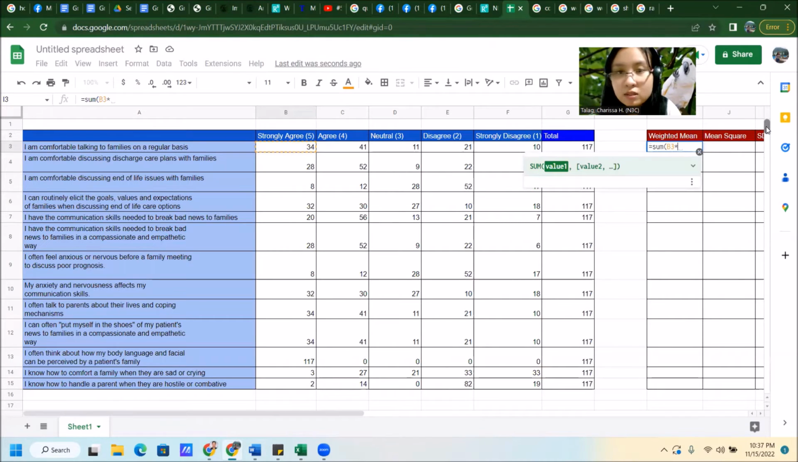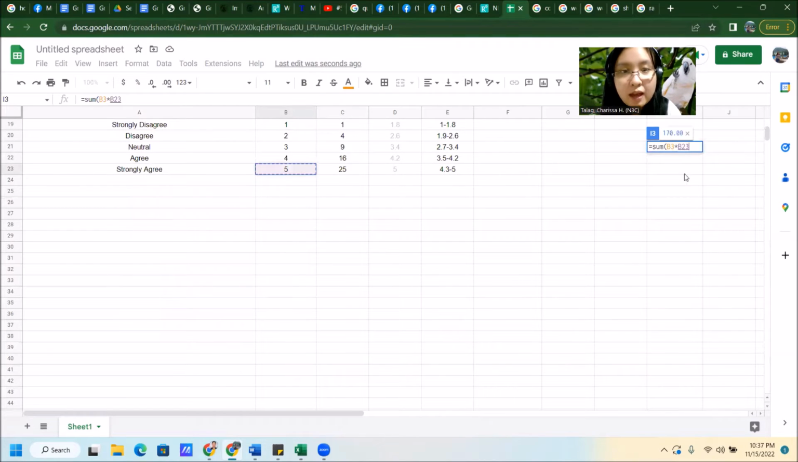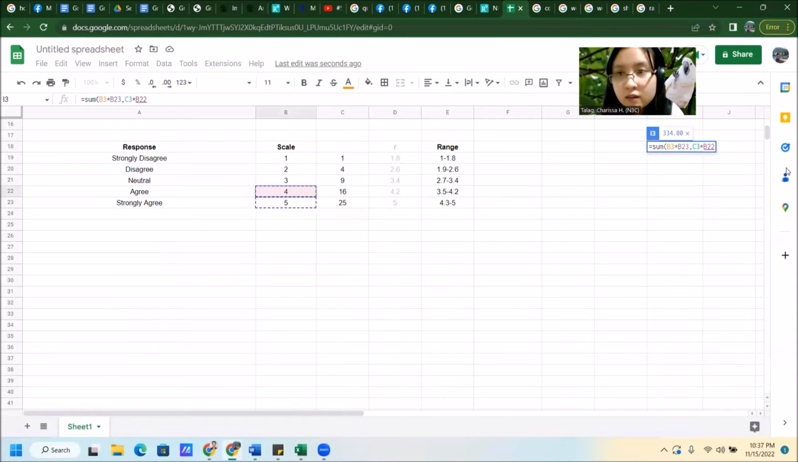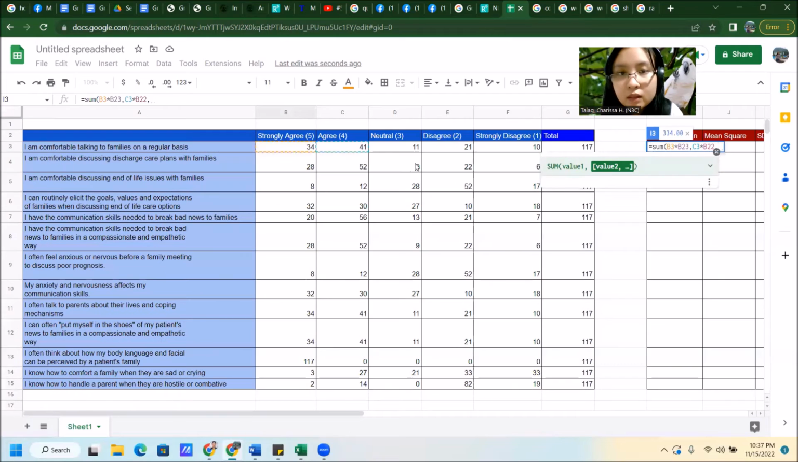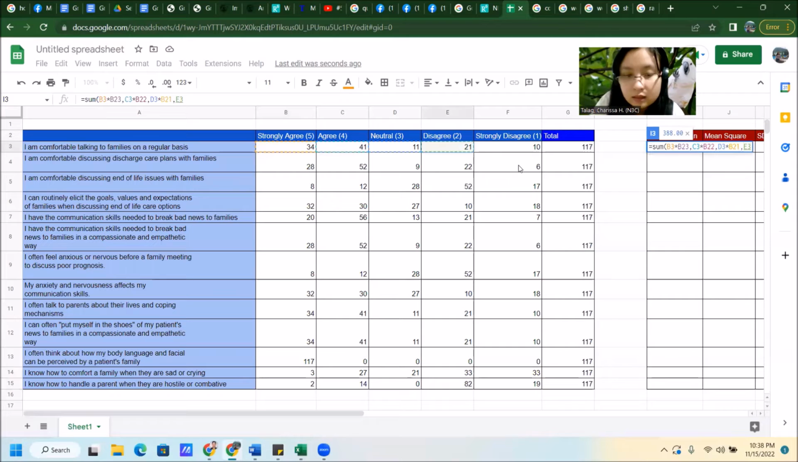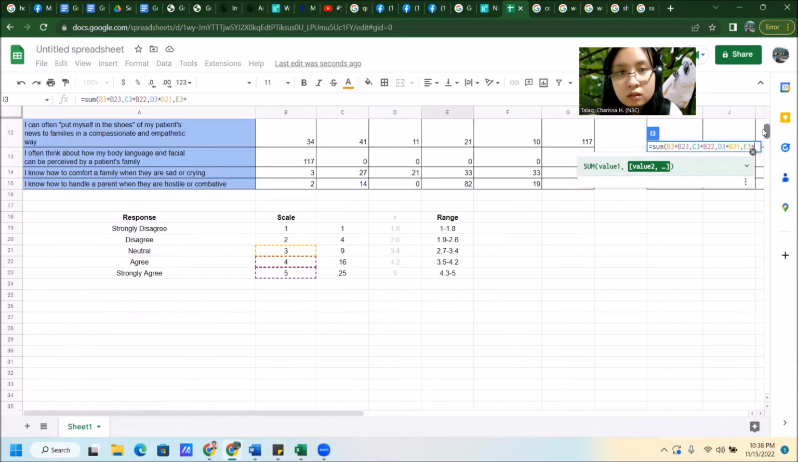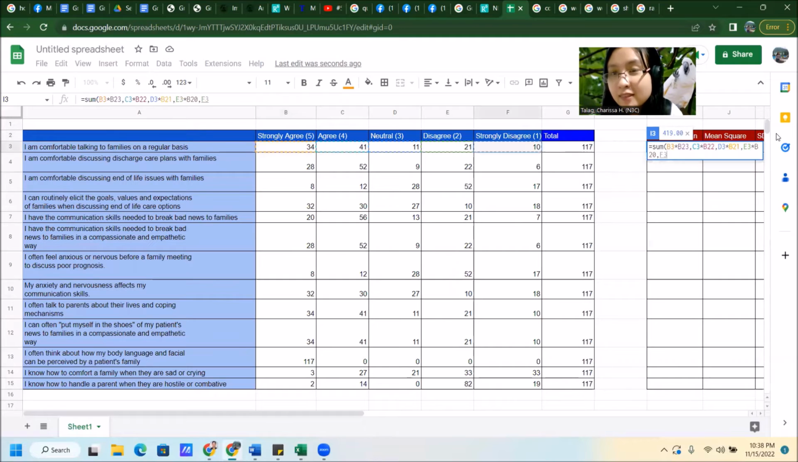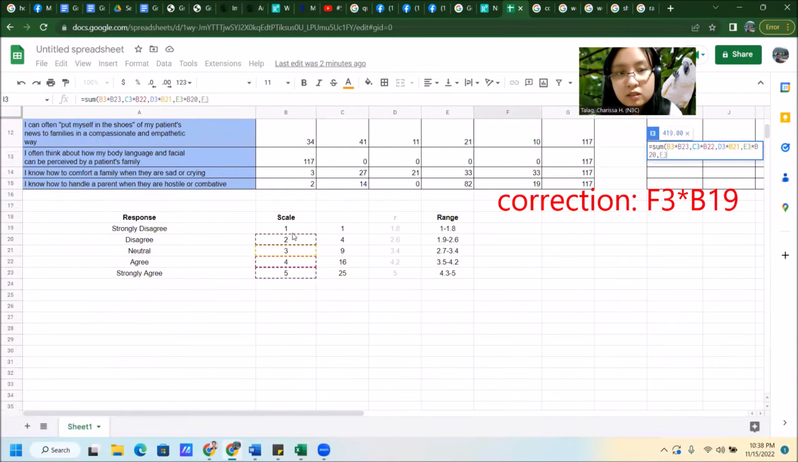34 times strongly agree 5 plus 41 times agree is 4 plus 11 sa neutral, and neutral is times 3 plus 21 times 2 yung disagree, 2 plus 10 times 1. Strongly disagree.